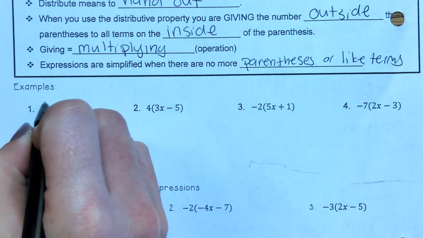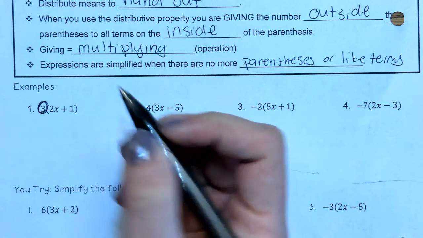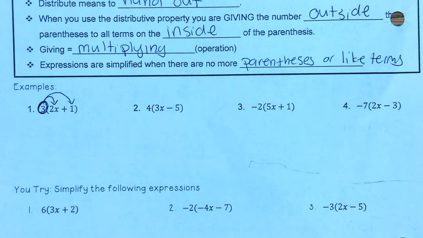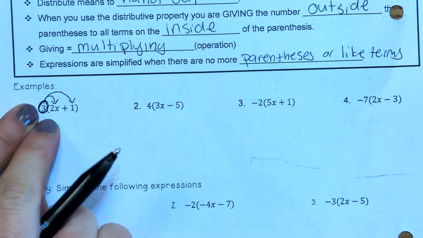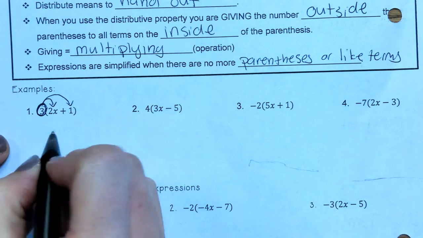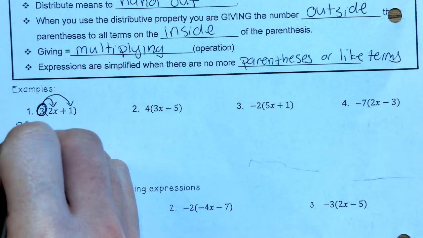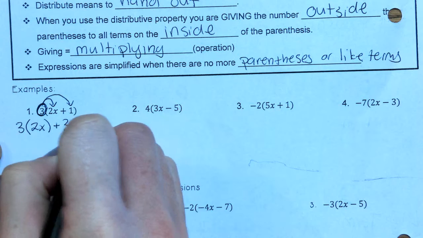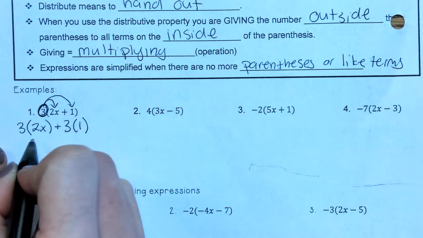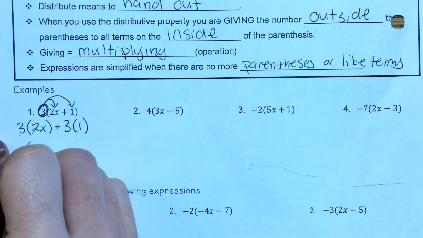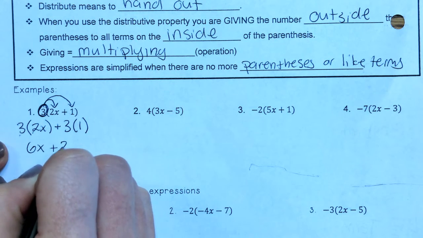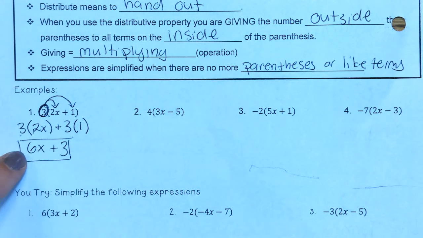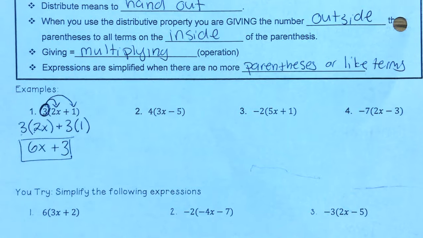So, number 1, we have a 3 on the outside of the parentheses. We need to take this 3 and distribute it to all the numbers on the inside. So this is 3 times the quantity 2x plus 1. To get rid of those parentheses, we need to do 3 times 2x plus 3 times 1. 3 times 2x is 3 times 2, which is 6, times x, plus 3 times 1, which is 3. So 3 times 2x is 6x, 3 times positive 1 is positive 3.